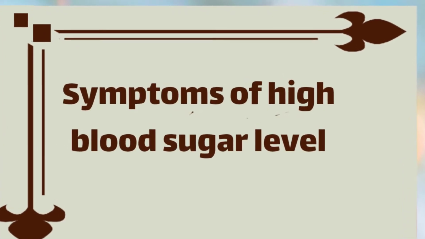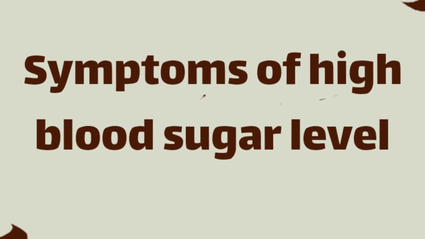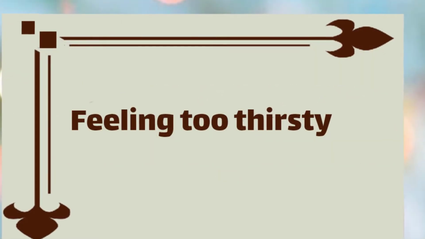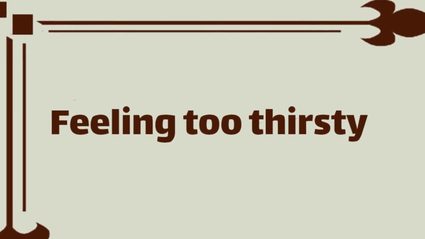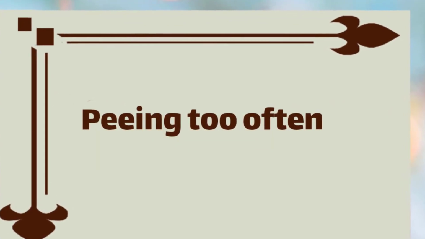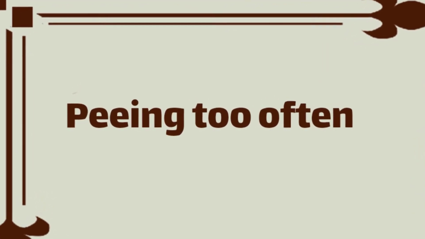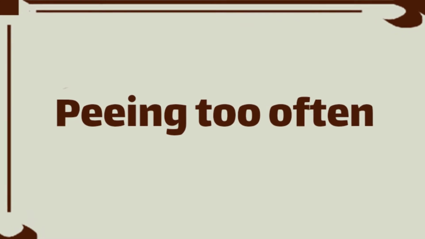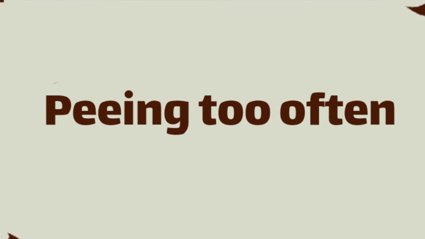Now, what are the symptoms of high blood sugar level? You should also understand these symptoms. Number one, you will feel much more thirsty than before. It is due to the increased level of sugar in your blood. So if you are feeling too thirsty, it could be a symptom. Another symptom is peeing too often, because due to the high level of glucose in your blood, your kidneys have to work more and your urine will also be full of glucose. Then you have to pee more often than usual.